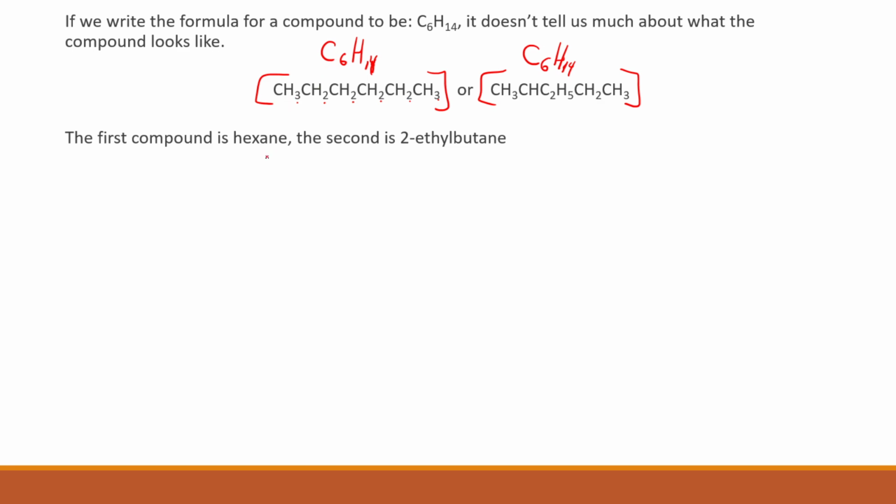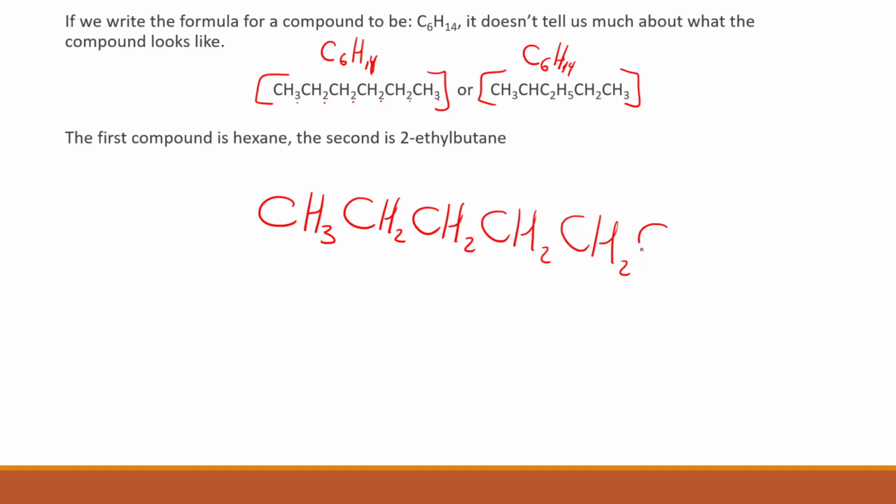The first compound is hexane, just plain and simple hexane. 6 carbons in a row, all single bonded. The second one is a branched hydrocarbon. So, if I'm looking at this condensed structural formula and I want to know a little bit more about how to draw it, I'm just going to write it bigger here. I want to know a little bit better about how to draw this thing.